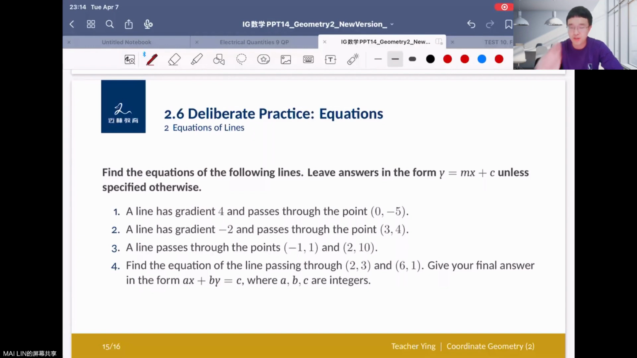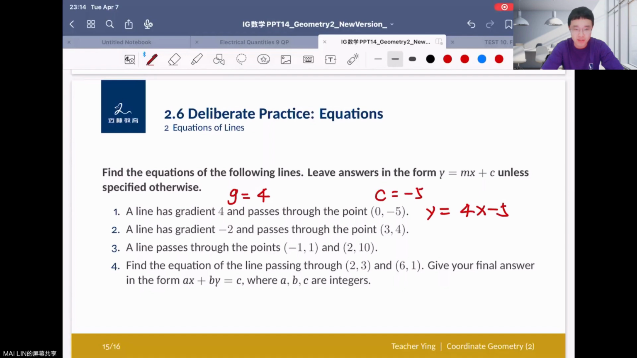Okay, so maybe for the first problem, a line has a gradient 4 and passes through the point (0, -5), right? So you can say here c equals -5, and the gradient equals 4, right? So you can say the line is y equals 4x minus 5, right? Okay, that is for the first question.